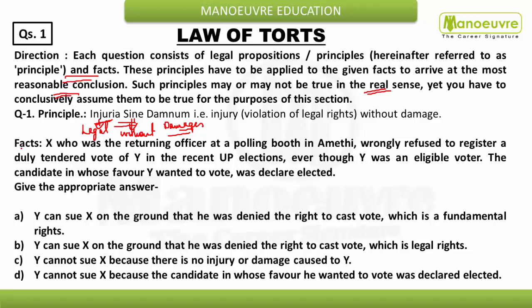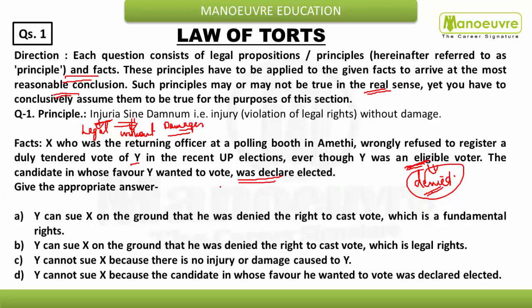X, who was the returning officer at a polling booth in Amethi, wrongly refused to register a duly tendered vote of Y in the recent UP elections, even though Y was an eligible voter. Now over here you have to be careful that they have said Y was an absolute eligible voter, okay, but yet he was denied the vote. Now voting is what? Voting is your right. Now he was denied that. The candidate in whose favor Y wanted to vote was declared elected.